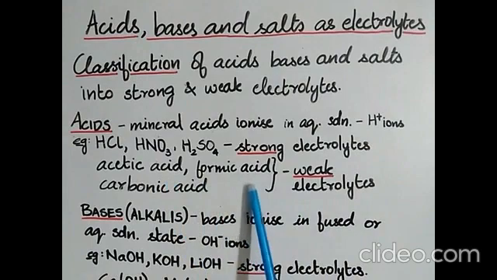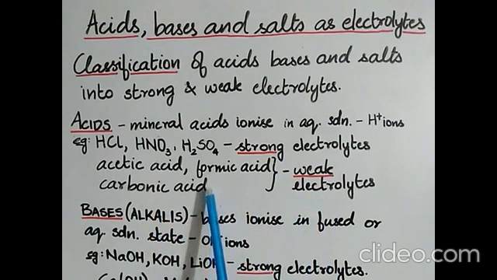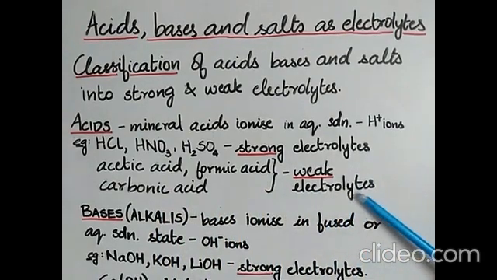Acetic acid, formic acid, carbonic acid. Acetic acid and formic acid are organic acids. All organic acids are weak electrolytes, but carbonic acid is also a mineral acid, but it is a weak electrolyte because the solution contains low concentration of ions, or they contain ions and molecules in their solution.